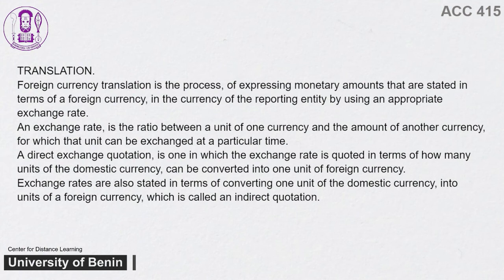A direct exchange quotation is one in which the exchange rate is quoted in terms of how many units of the domestic currency can be converted into one unit of foreign currency. Exchange rates are also stated in terms of converting one unit of the domestic currency into units of a foreign currency, which is called an indirect quotation.